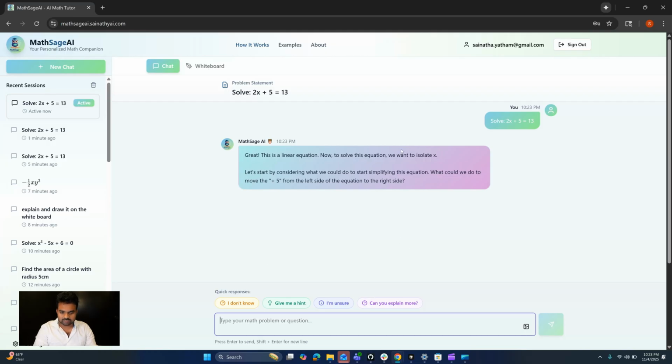This is a linear equation to solve. We want to isolate x. So what could we do to move the 5 from left to the right? So I don't know, right? I'm gonna guess and say add 5 on both sides.